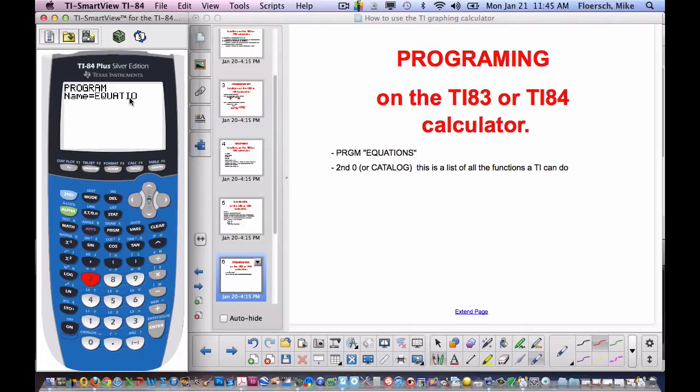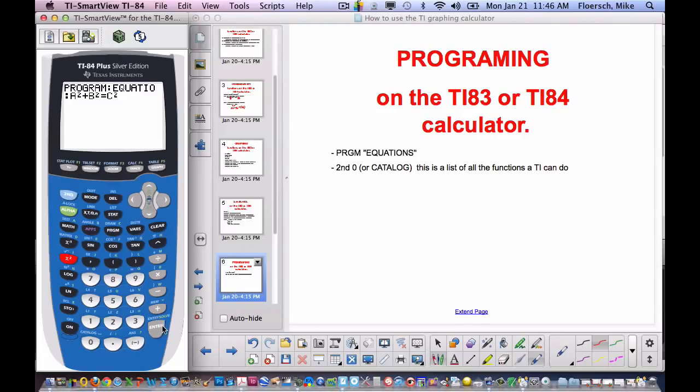So I'm going to leave it as equatio, hit enter, and now I can type in formulas that I think I might need. For example, a squared plus b squared equals c squared. So I'm going to go back, hit alpha a, hit the squared key, plus alpha b, hit the squared key again, equals. Now the equal symbol is under second math, or what we call test, and there's your equals key. I hit number 1, puts in the equals for me, alpha c, and then the squared key again.